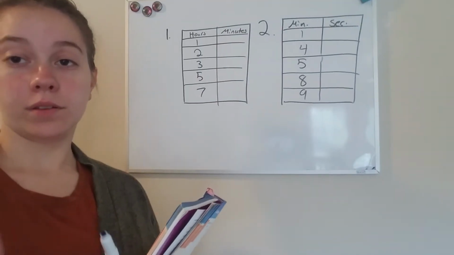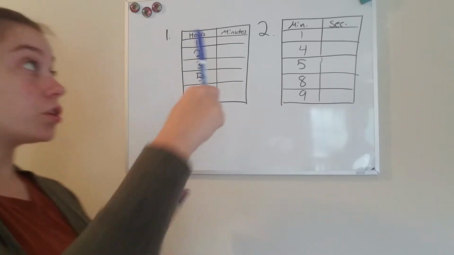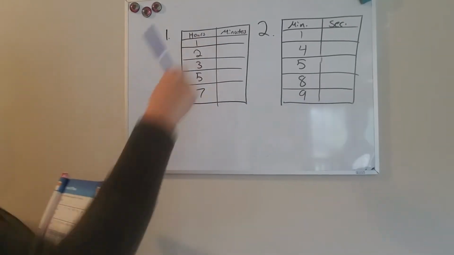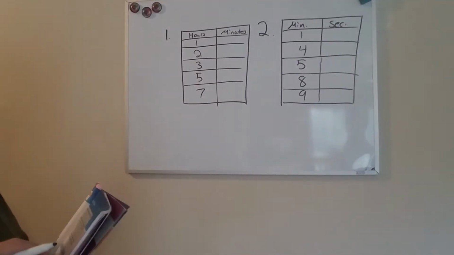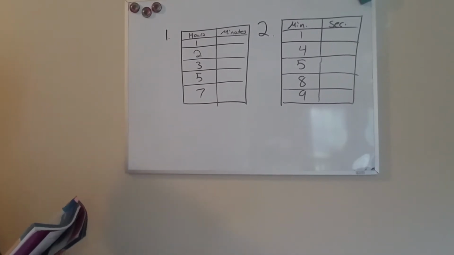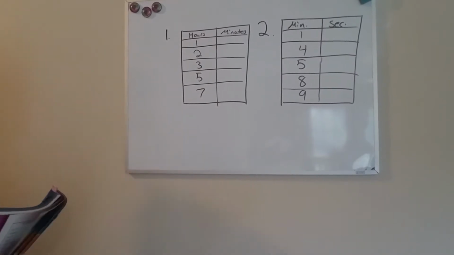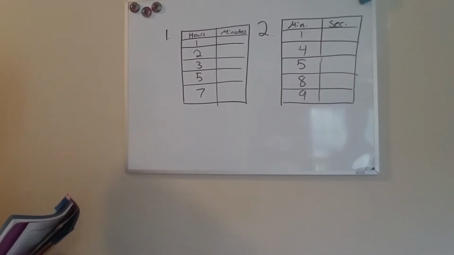And it says to use the measurement scales, these lines, to fill in the tables. So for table 1, for the chart for number 1, it wants us to look at the hours and make them into minutes. So first off, let's look at these line scales at the top. Our first one is minutes and seconds. So that one's not going to help us with this table. But let's look at the next one. It says hours up top and minutes at the bottom.